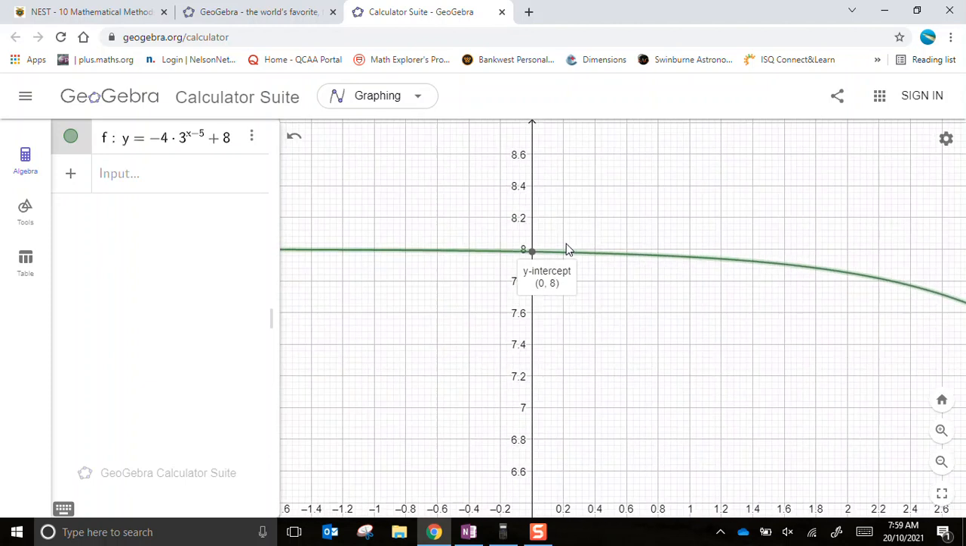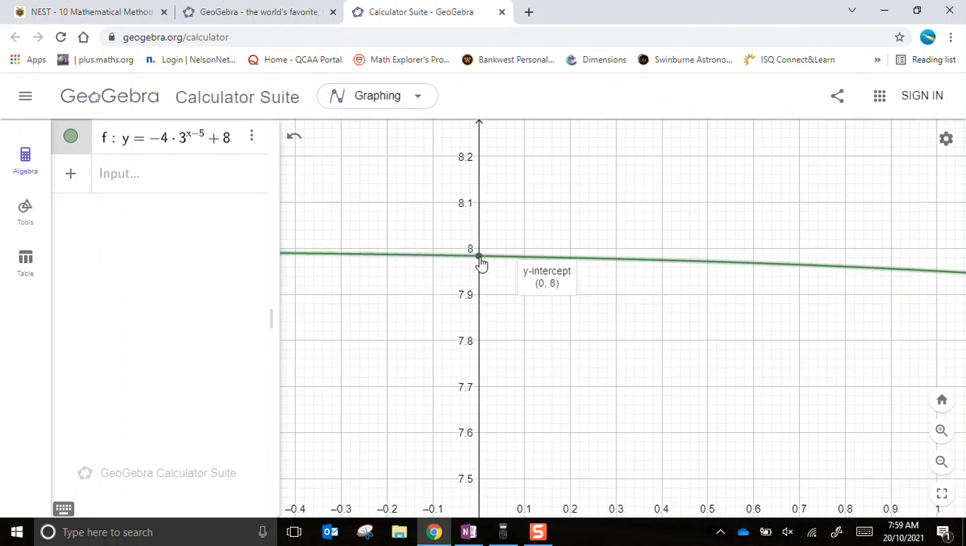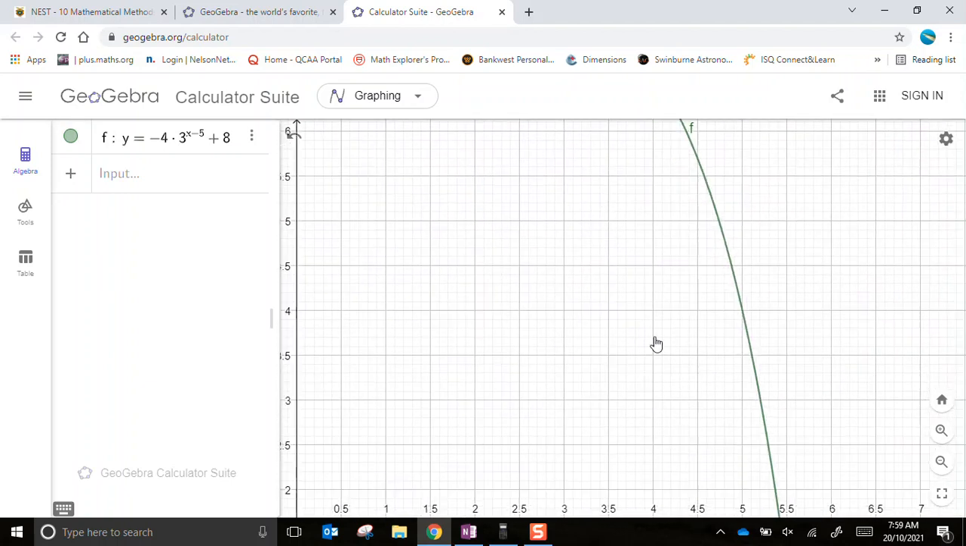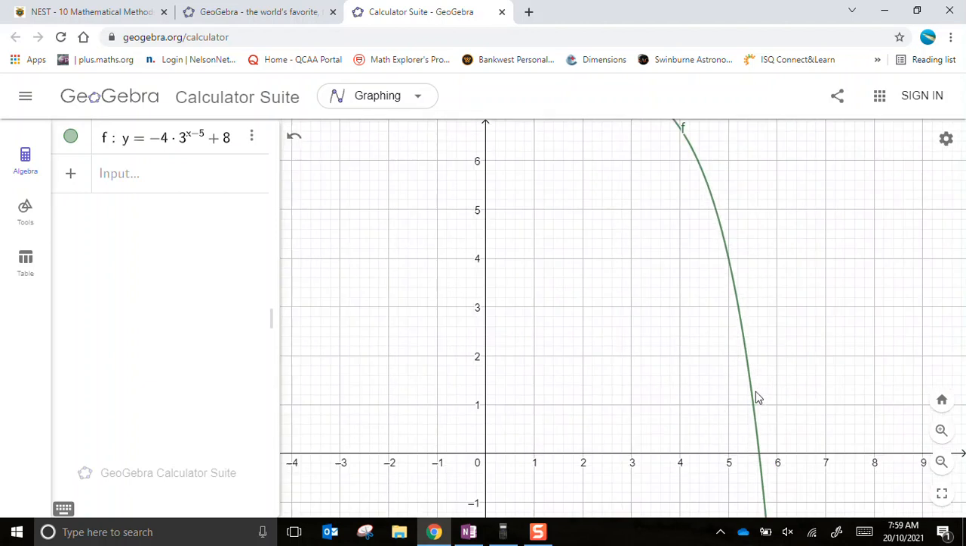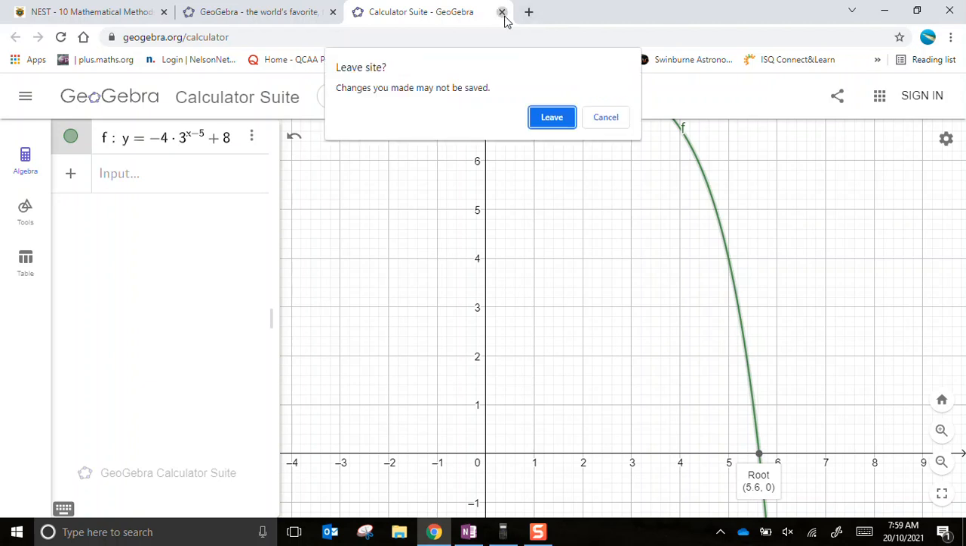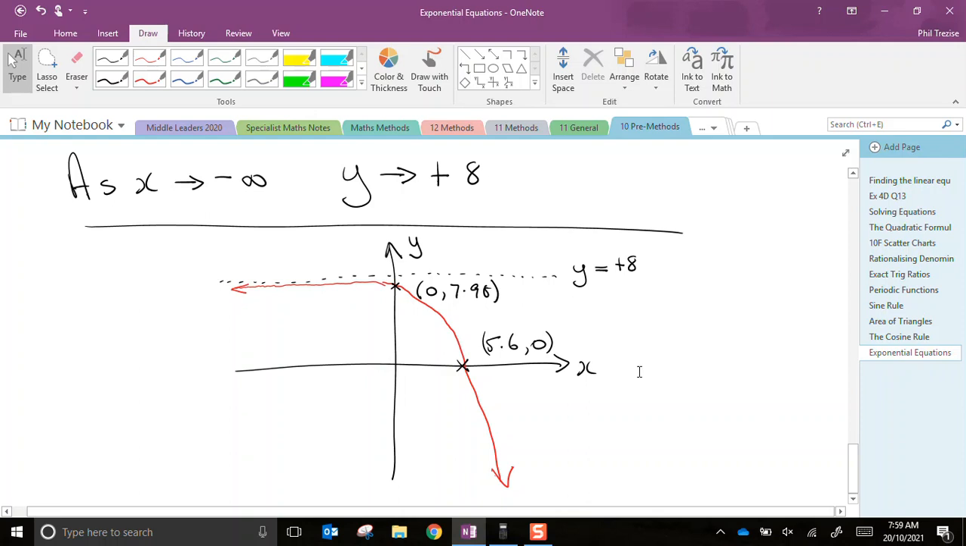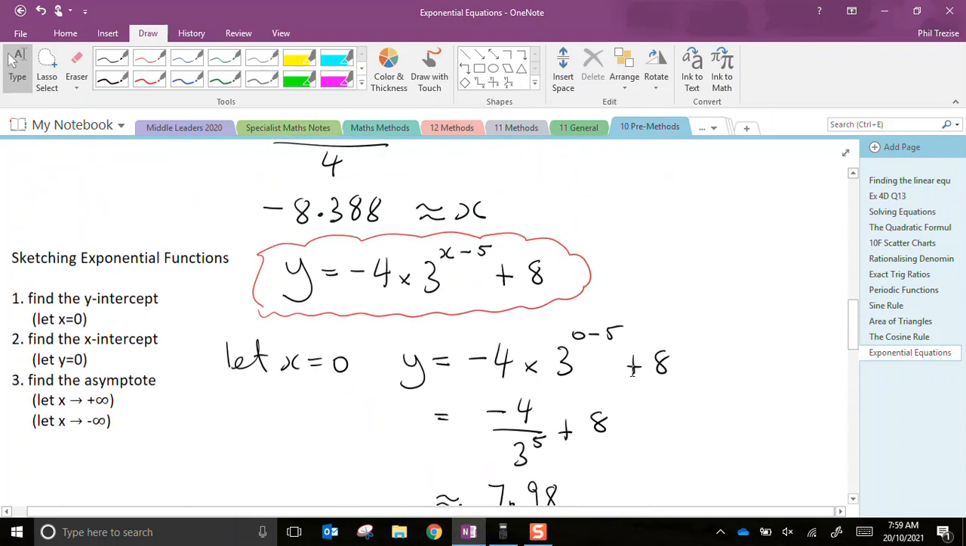Well, it said Y-Intercept is 8, but it's not quite, it's just below. That's because Geogebra is, for some reason, only giving me one significant figure there. So if I come back out, again, click on the green line, and I can check that one, 5.6 as we expected. So that all worked out very nicely, and that's how we sketch exponential functions.